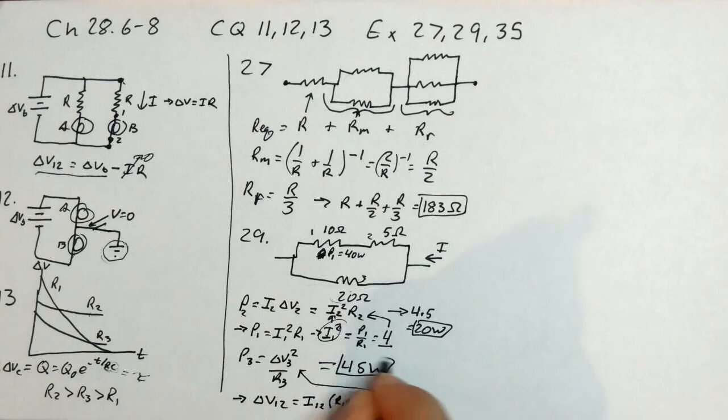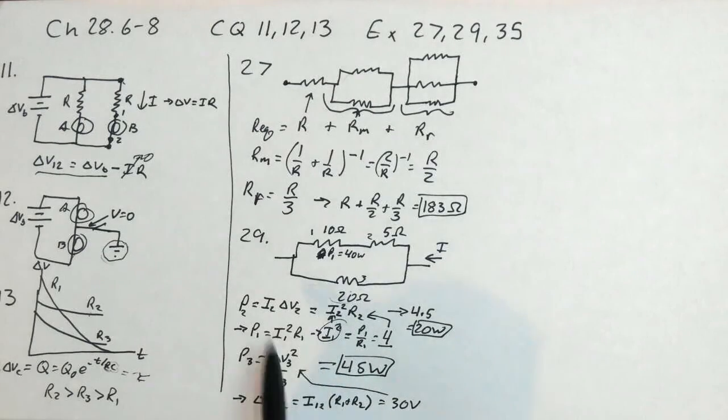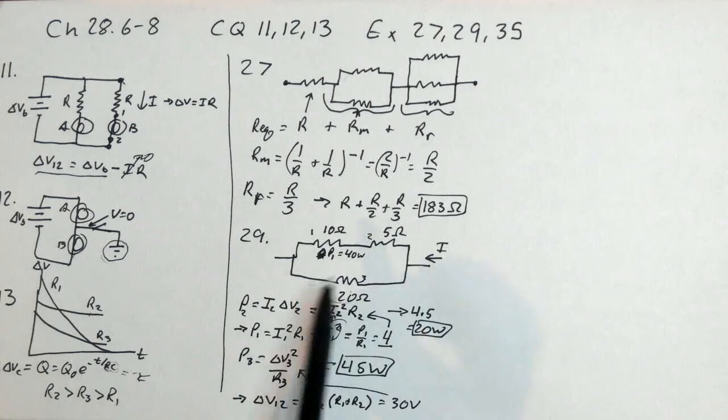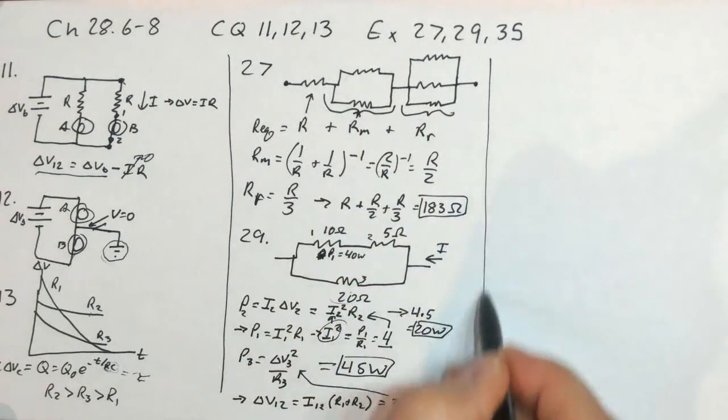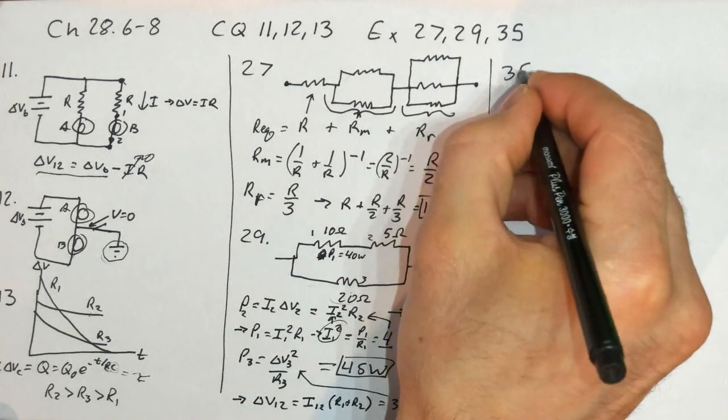So I like this problem a lot because it has some good review pieces in it. We had to review power in its different forms using Ohm's law. So there's a review of Ohm's law. We had to review resistors in series. And we had to review resistors in parallel to be able to answer these questions. Very good problem. Okay, our last one, 35.